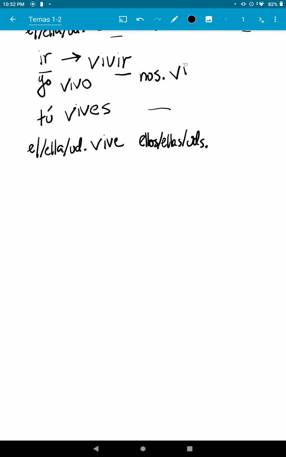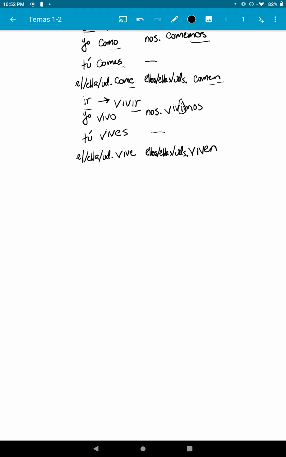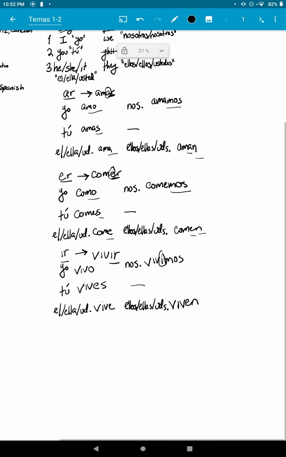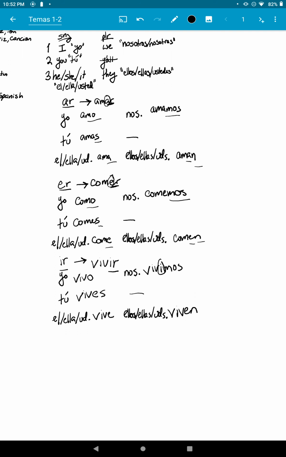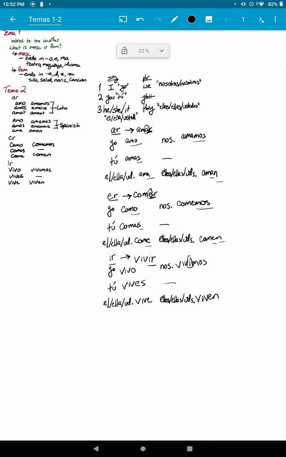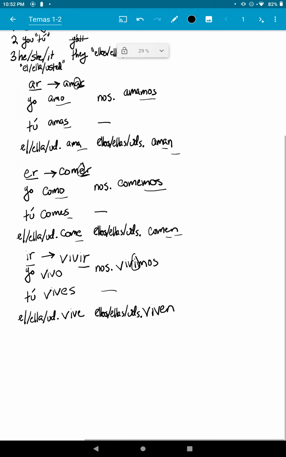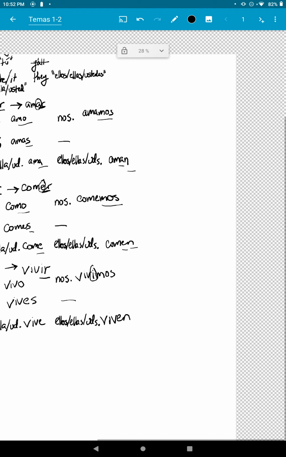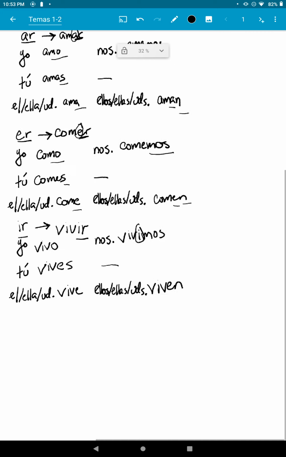Nosotros vivimos. Oh, we see the identifying vowel come back in just the nosotros form. And then ellos, ellas, ustedes viven. A lot like the ER verbs. So, as you can see, there is definitely a pattern amongst all of these different verb groups, but you just kind of have to look and know which ones you're looking for. So, I'm going to do another set of examples. But first, we're going to just do a quick drill.